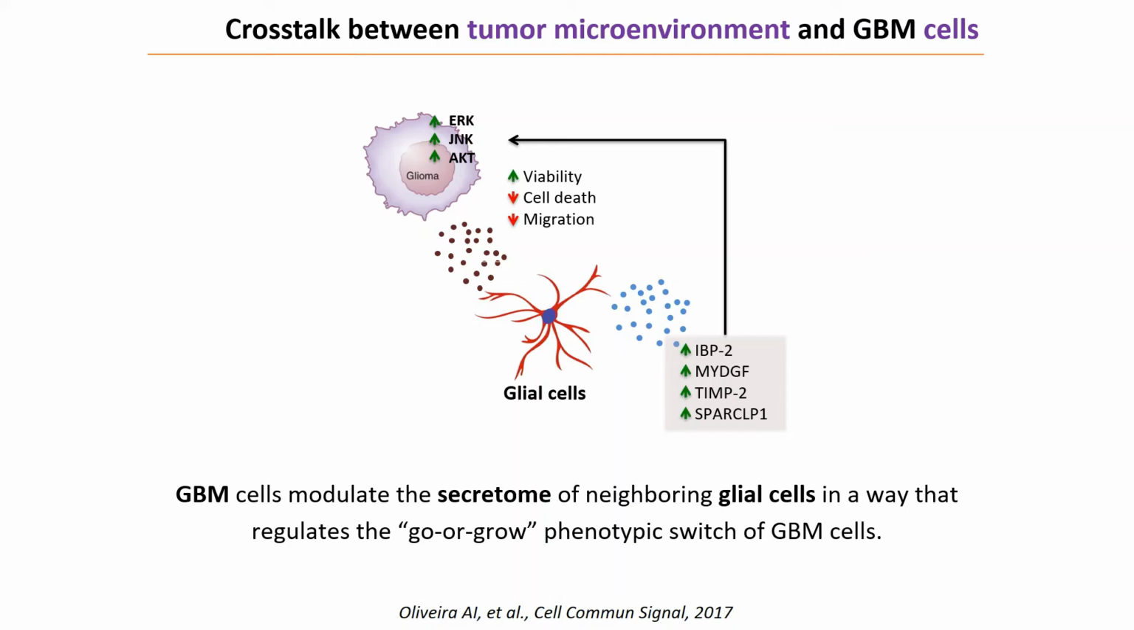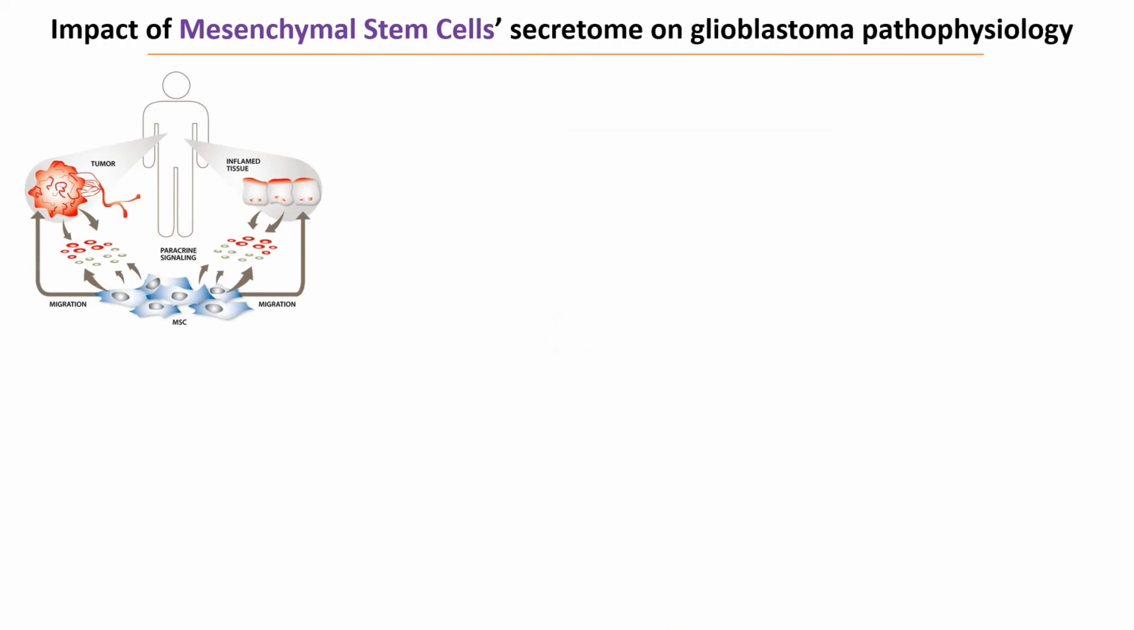In another study, we investigated how mesenchymal stem cells, or MSCs, may affect the pathophysiology of glioblastoma. The motivation for this was related to the fact that MSCs have been previously suggested to be potentially interesting drug delivery agents for tumors because they present a natural tropism to migrate to tumor sites. However, in our studies, we were able to see that the secretome from these MSCs actually promotes a variety of glioblastoma hallmarks, including increased viability, increased migration, proliferation, and also tumor growth in ex vivo models.